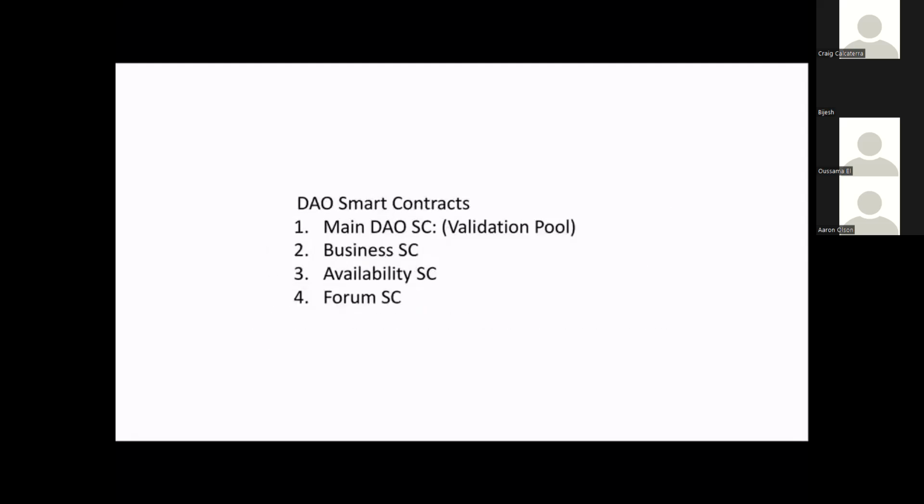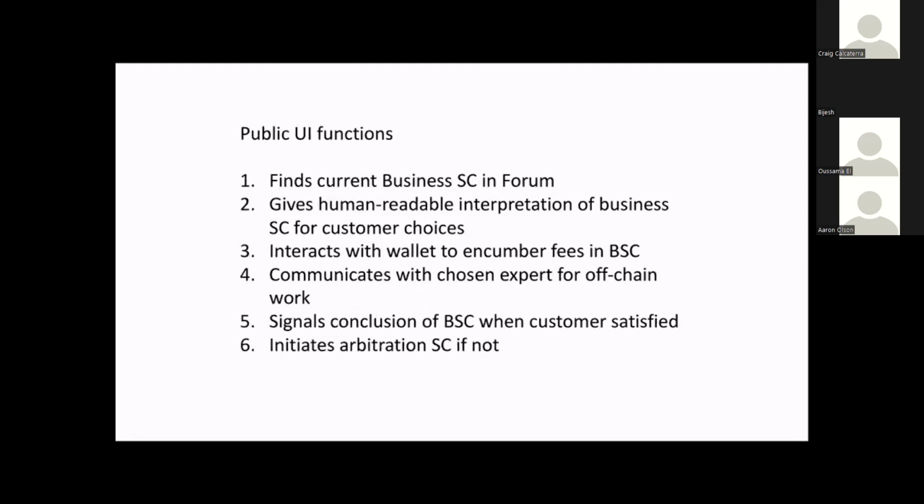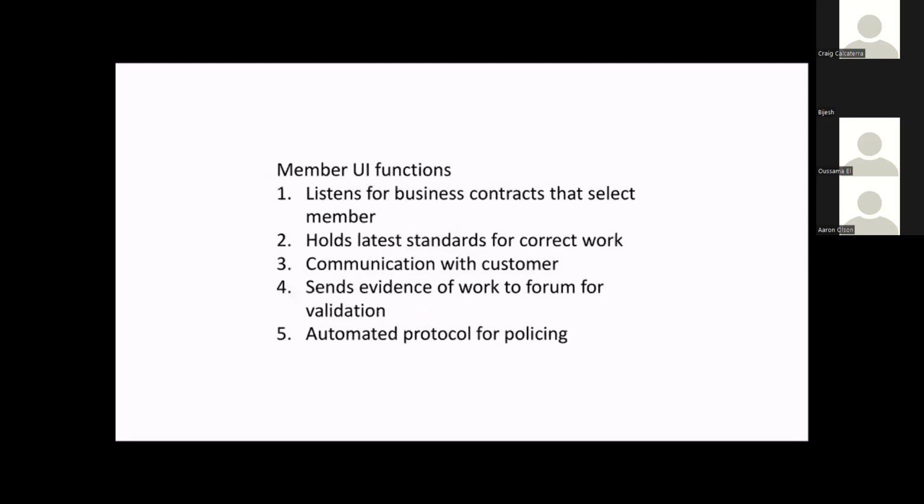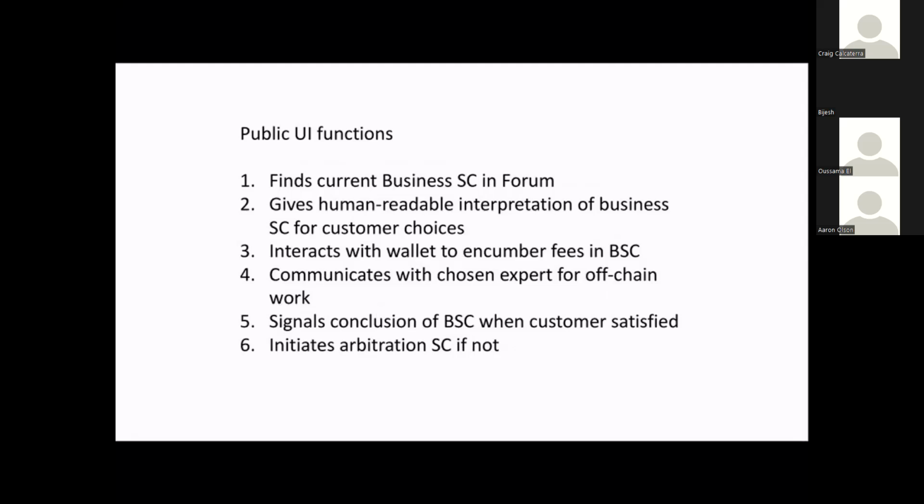But then there are also 2 user interfaces that you need to deal with: the public or customer user interface, and then the DAO member, the experts' user interface. So there are 2 different user interfaces you have to build to interact with those 4 smart contracts. And there are just different details that are kind of obvious as to what the public user interface is going to be, as opposed to what the member of the DAO user interface is going to be, and what it has to do in each of these cases in order to interact with those other 4 smart contracts.